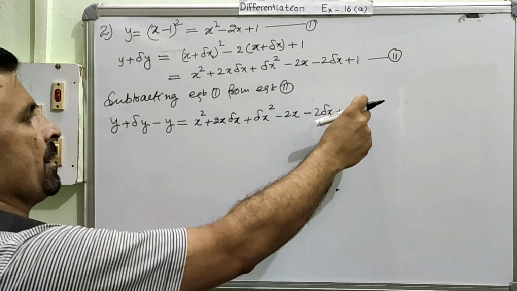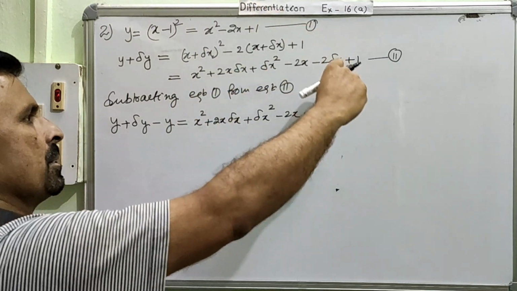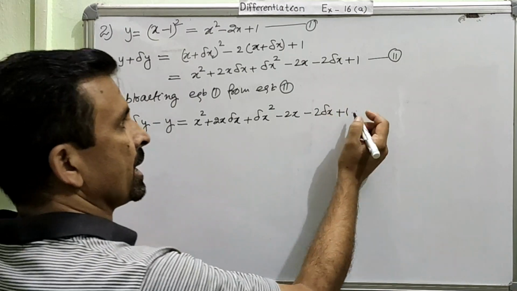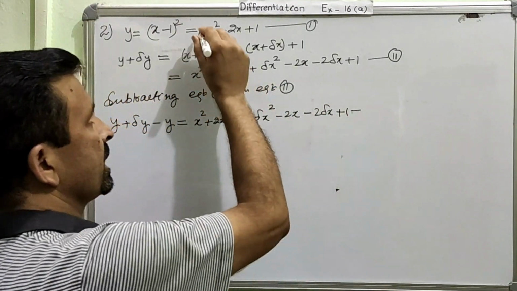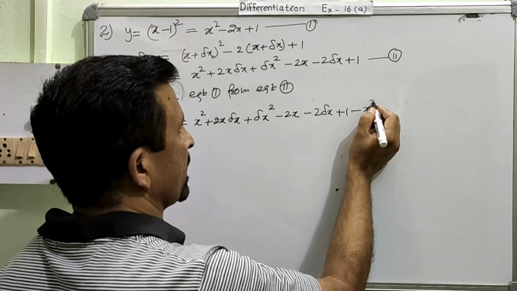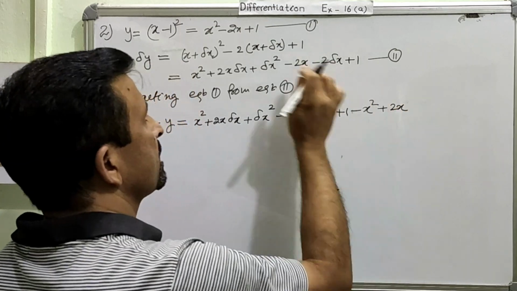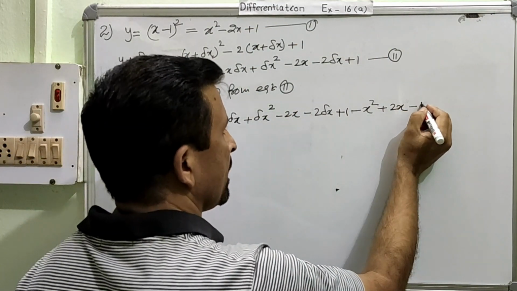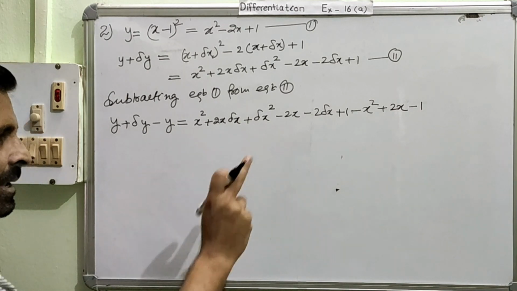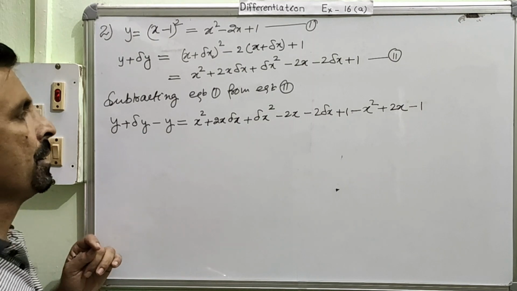Since you will have a minus sign, when you are writing this term you have to change the sign of all these terms because of the minus sign. So I will write a minus sign here and then change the signs. This positive, I already changed the sign. This is x square. This negative will become positive 2x. This positive will become negative 1. If you have any doubt, you can ask me in the WhatsApp group.